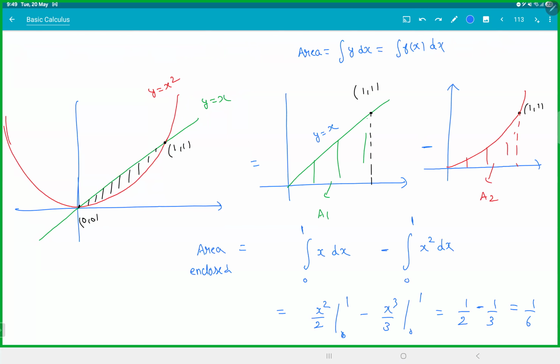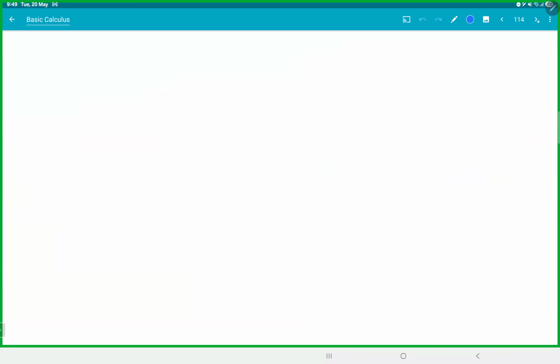That's what we did. We found the area under the straight line, which is integral x dx, and the area under the curve, x square dx. Subtract them, you get the area enclosed. All clear with this? Now, the most important part.